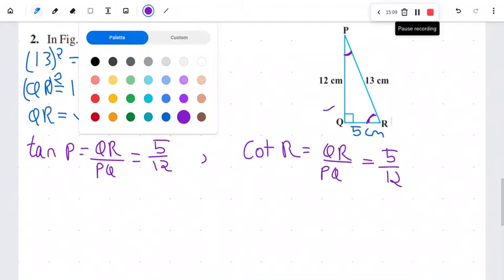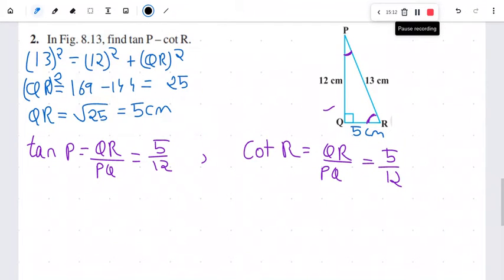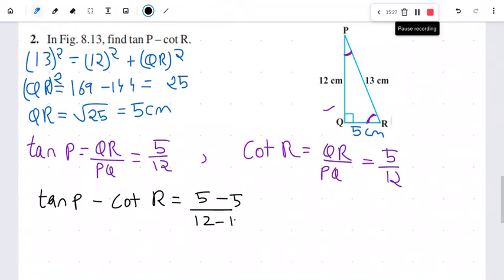So what can I find out from here? I will say that tan P minus cot R equals 5 by 12 minus 5 divided by 12. Correct? That's the same thing. So I'll get the answer as 0. So 0 is my answer. Final answer is 0. So let's move towards our question number 3 now.